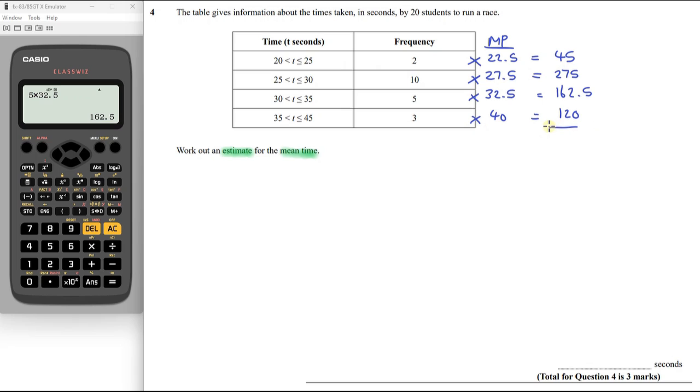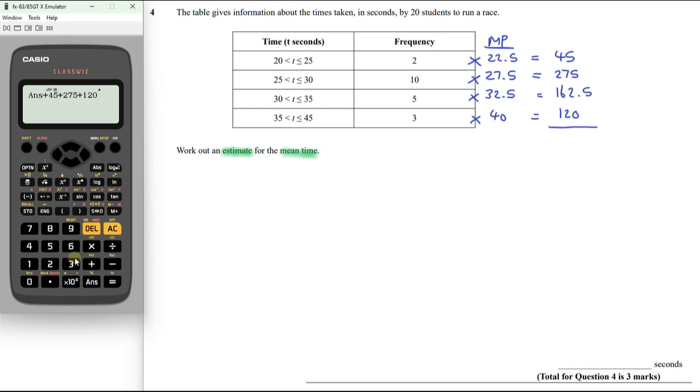Now let's work out the total time taken for everyone. So we just need to add up all of the numbers. So we've got 162.5 plus 45, not 44. I think there's something wrong with my calculator. Plus 45 plus 275 plus 120.